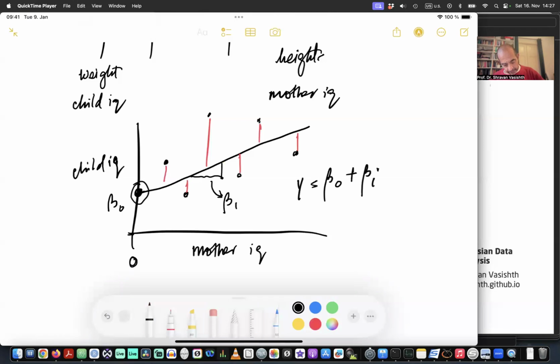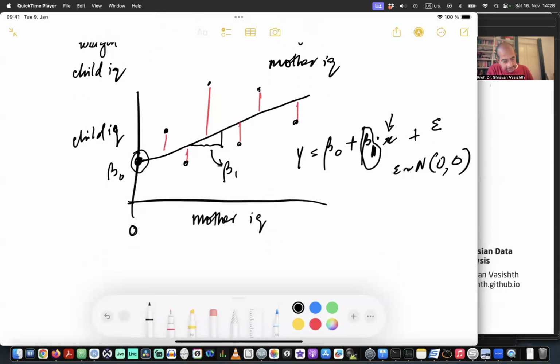And the beta 1 parameter would be telling us what the predicted increase in the child IQ would be for 1 unit increase in the mother's IQ, right? That's what the model actually does. It gives you a prediction for how the child's IQ would increase with 1 unit increase in the mother IQ, by how much it would increase. And this epsilon term is, of course, the residual error again, which is telling you the extent of the deviation of the actually observed data relative to the fitted model's predictions.